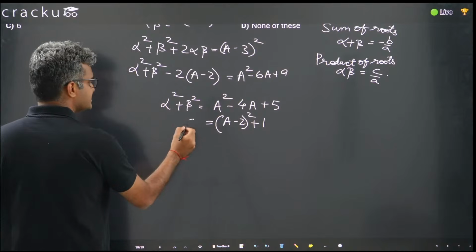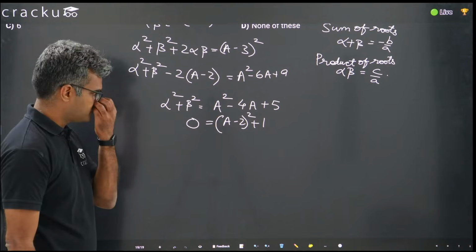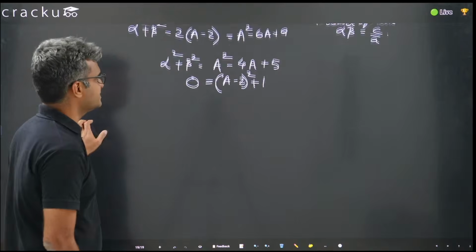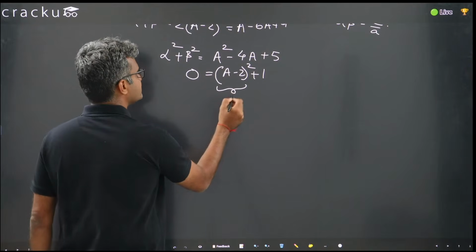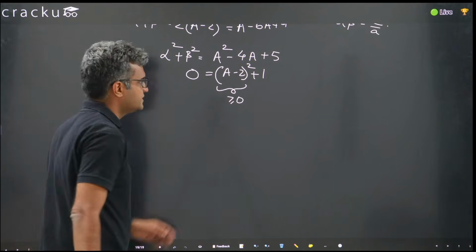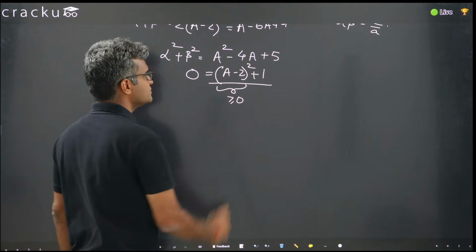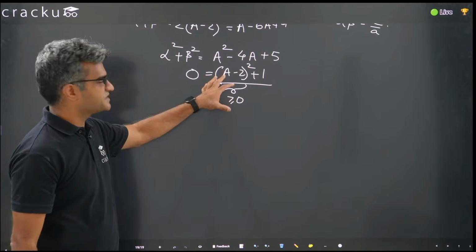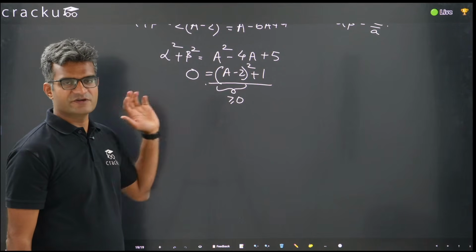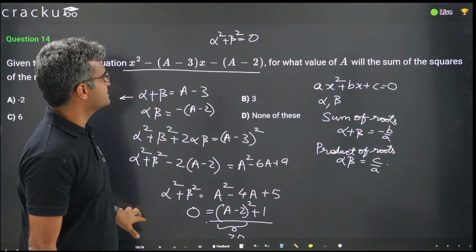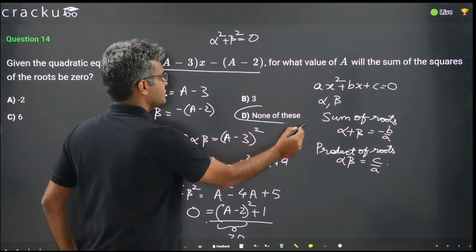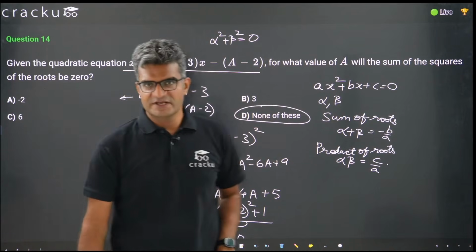Now if this is equal to 0, what does that mean? (A minus 2) whole square is always greater than or equal to 0. This is a perfect square plus 1. This whole thing will never be equal to 0, because a perfect square plus 1 is always greater than or equal to 1. So the correct answer is that a cannot have any value, which will be none of these.